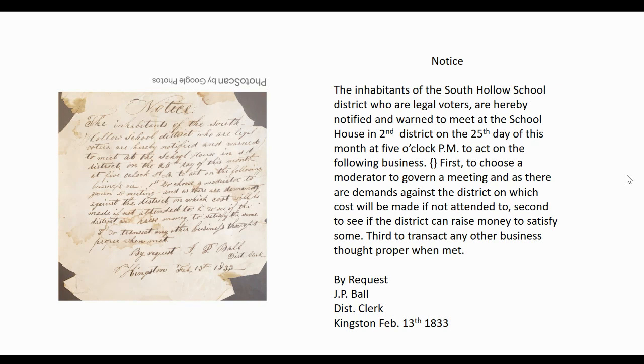There was something right there that I couldn't transcribe, so I put it in parentheses. But it says, first, to choose a moderator to govern a meeting, as there are demands against the district on which cost will be made if not attended to. Second, to see if the district can raise money to satisfy some. Third, to transact any other business thought proper when met by request. J.P. Ball, District Clerk, Kingston, February 13th, 1833.